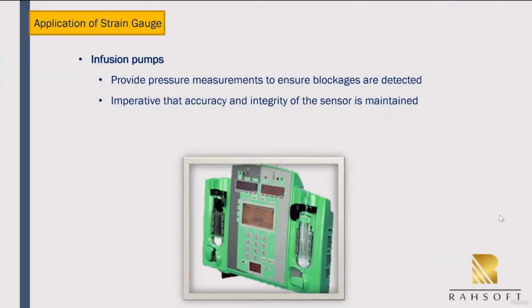The last example of strain gauge that we'll be talking about is infusion pumps. They provide pressure measurements to ensure blockages are detected. It is extremely imperative that the accuracy and integrity of the sensor is maintained, and it needs to work over the course of the device's lifetime.